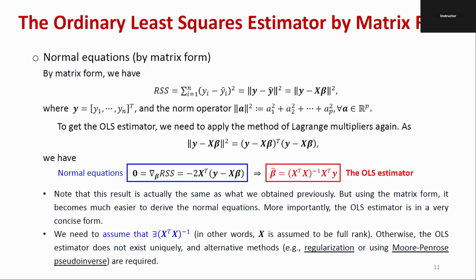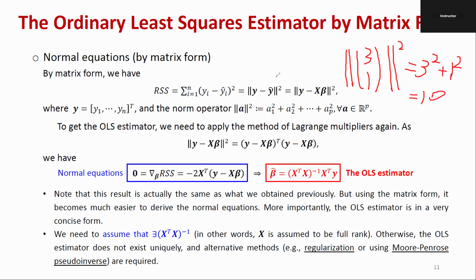So for example, just in case, let me give you an example. Suppose I have a vector (1, 2). What is the norm of this? Let me use a 3. That's simply equal to 3 squared plus 1 squared, which equals 10.